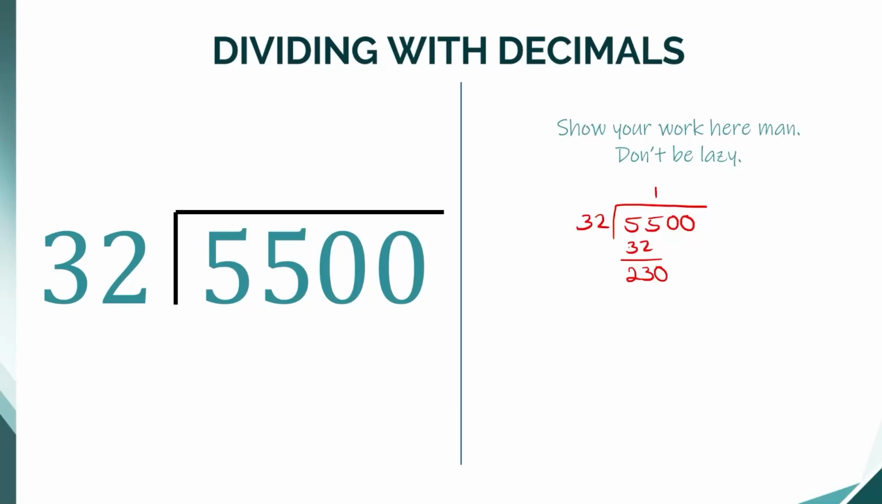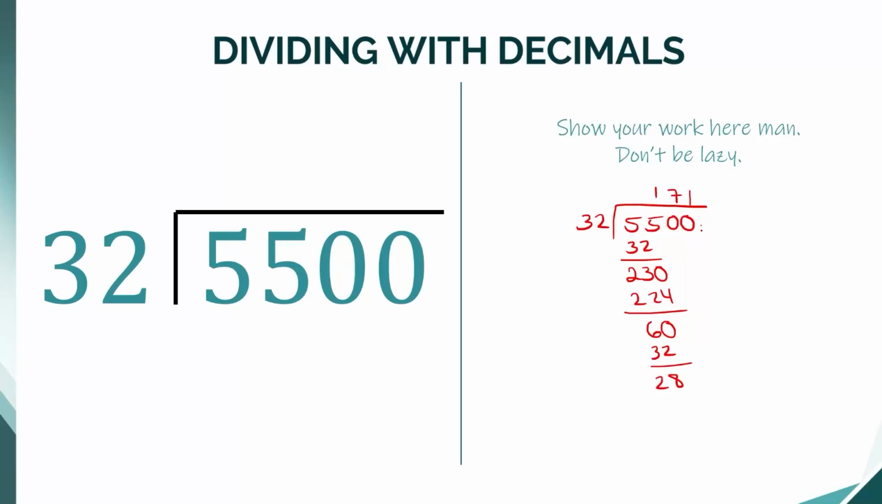Bring down the 0. How many times does 32 go into 230? So 30 times 8 is 240. So that's too big. So this has to be 7. So 7 times 32 is going to be 210 plus 14, so 224. So that's going to be a 6. Does 32 go into 6? No. So we bring down the 0. How many times does it go into 60? That would be just 1 time. So 1 times 32 is 32, and then we get 28. Does it go in? No, it doesn't.